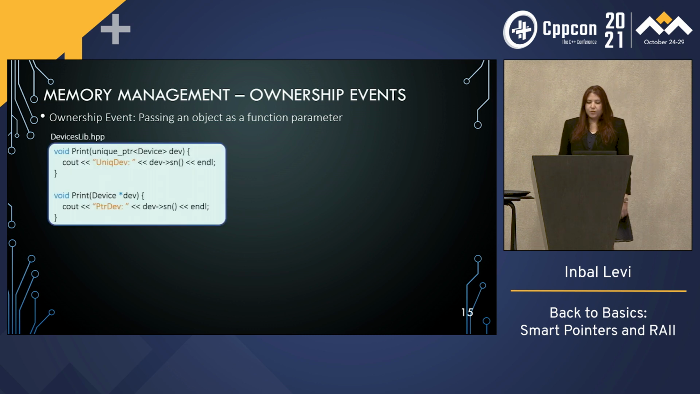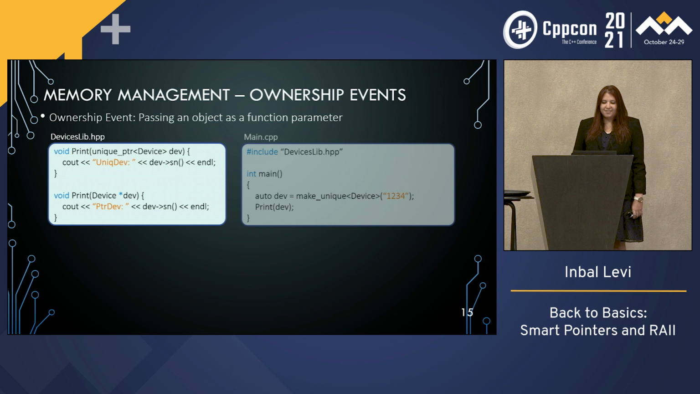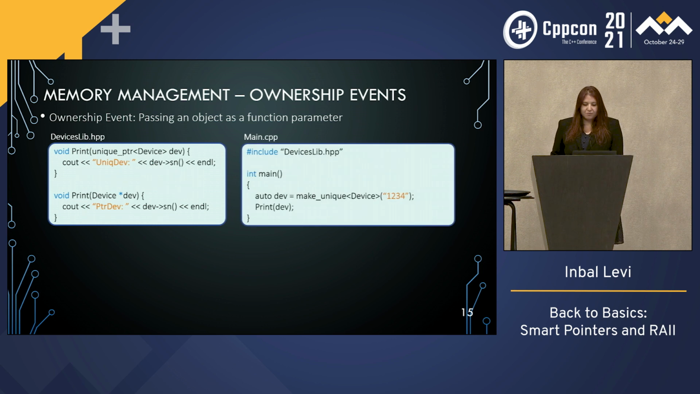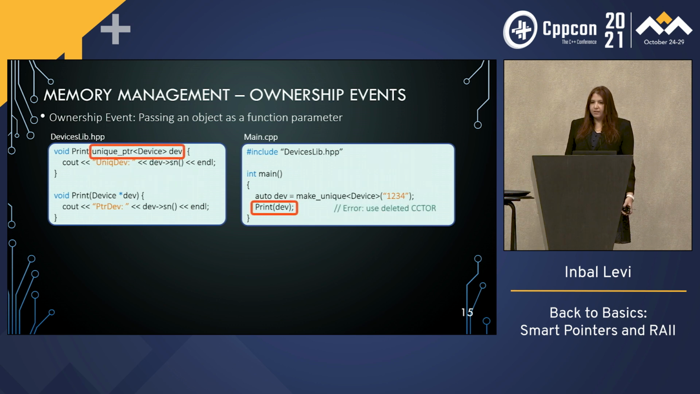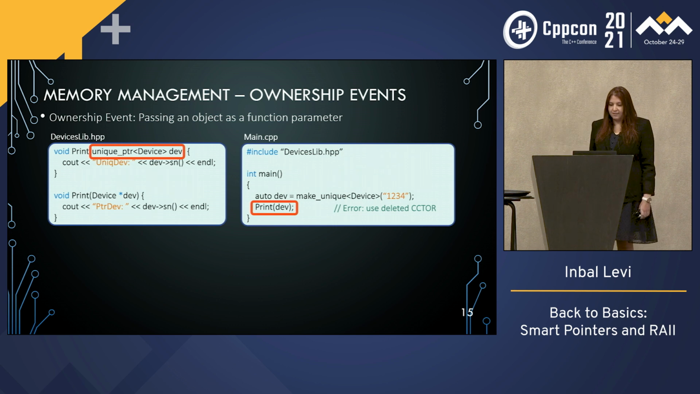So let's start with passing an object as a function parameter. For example, I have here a very simplified devices library. It has print, which takes a unique_ptr, and a print that takes a regular device pointer. Let's say in this example that I don't want this as an overload, I intentionally want to have different print functions. It's just for the sake of demonstration. And I create a pointer and I call print. Of course, I'll get an error because I'm trying to copy. I'm taking the unique_ptr by value, which means I'm trying to copy something, and we just saw in the previous slide that it's deleted.